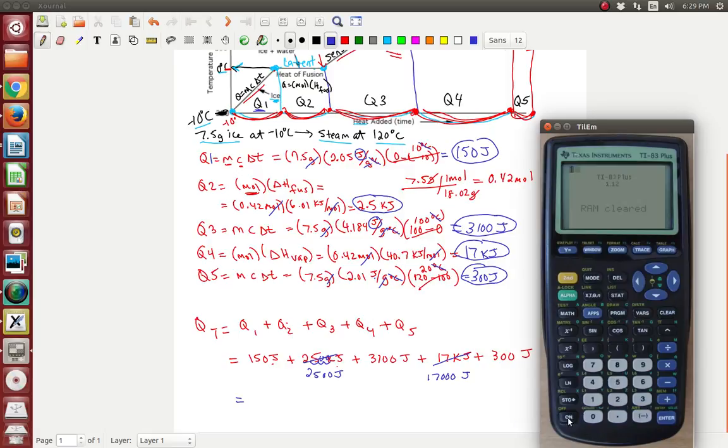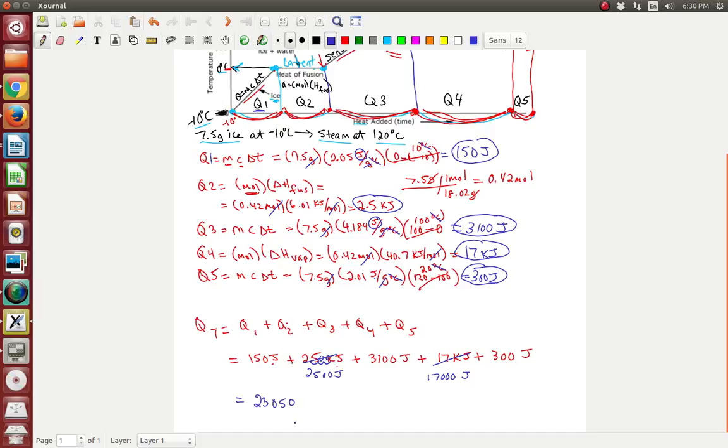So 150 plus 2,500 plus 3,100 plus 17,000 plus 300 is 23,050. If you use significant figures, the 17,000 ends in the thousands place, so my number has to end in the thousands place. So it's 23,000 joules. That's the total amount of energy it took to turn 7.5 grams of -10 degree ice into 120 degree steam. I hope that helps.